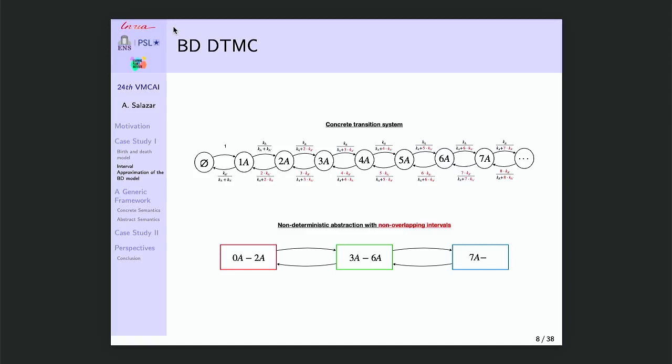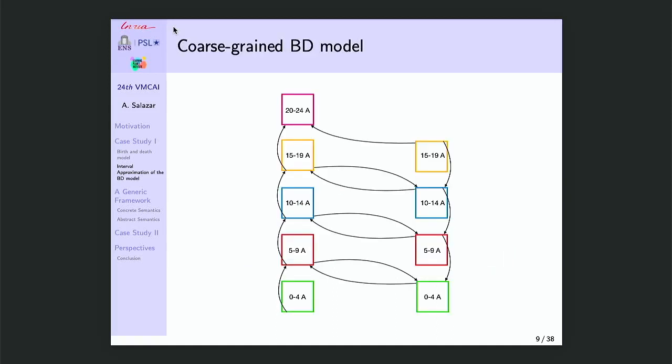Another important thing to note is that if you remove reversible transitions here, you get something that's very similar to the logical model scenario. But in our framework, we introduce reversible transitions. And so we do exactly that. We reason with the concrete transition system and we get a coarse-graining of the sort.